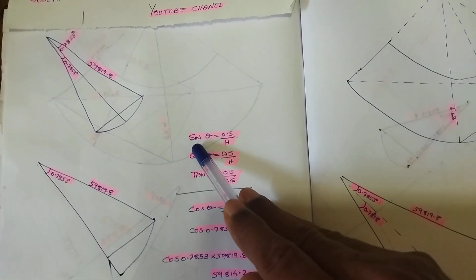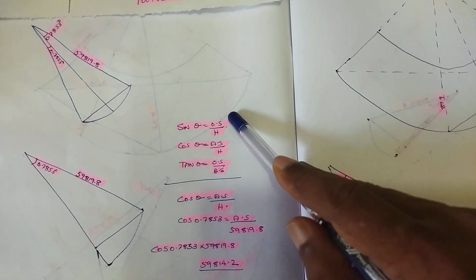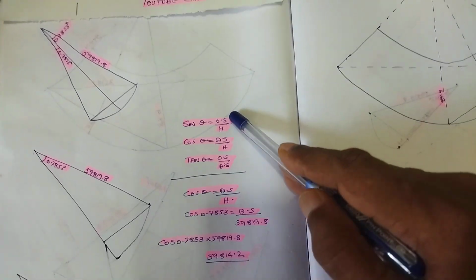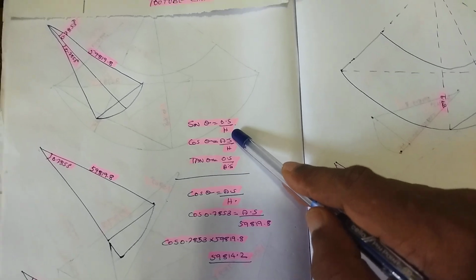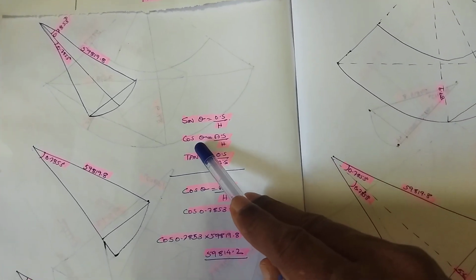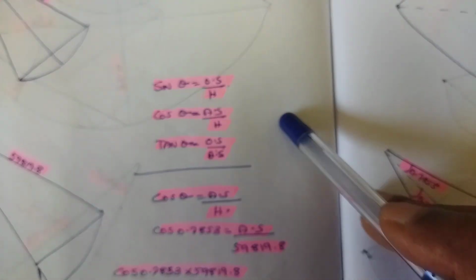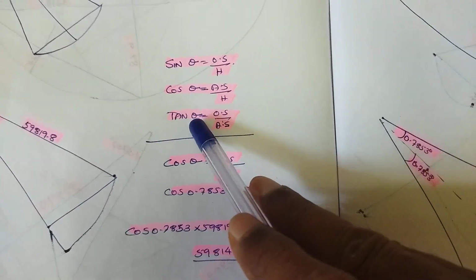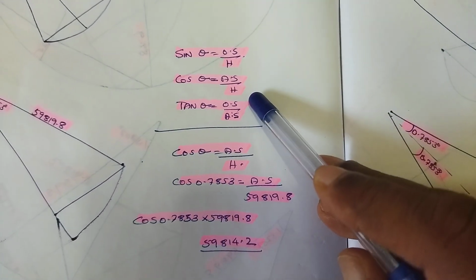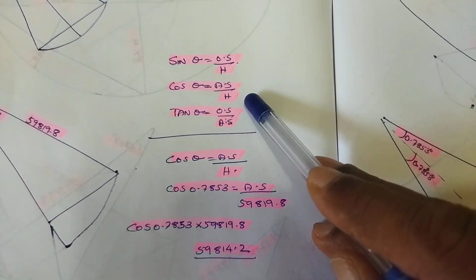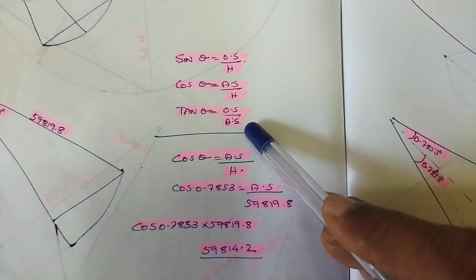Okay. For finding out sin theta, we have to use opposite side divided by hypotenuse. Opposite side OS divided by H. For finding out cos theta, we have to use the formula adjacent side divided by hypotenuse. Adjacent side AS divided by H. For finding out tan theta, we have to use the formula opposite side divided by adjacent side. Opposite side is OS and adjacent side is AS.